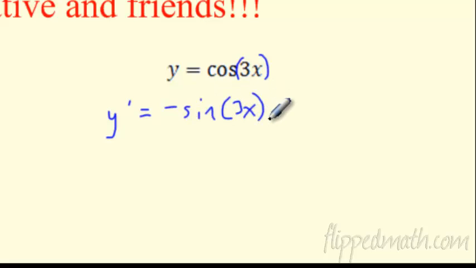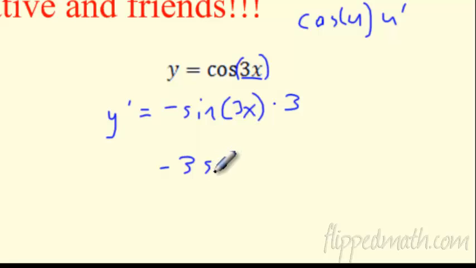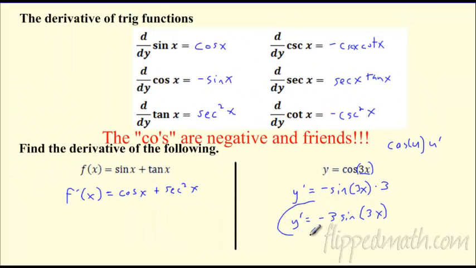But guess what? We've got some chain rule going on. This is like saying the cosine of u. What do we do when we do the cosine of u? We have to take the derivative and get u prime. So this is the inside of it. So for chain rule, what's the derivative of 3x? It is 3. So technically, this would be negative 3 sine of 3x. That is the derivative. So we're going to have some mad chain rule going on here. I love it.